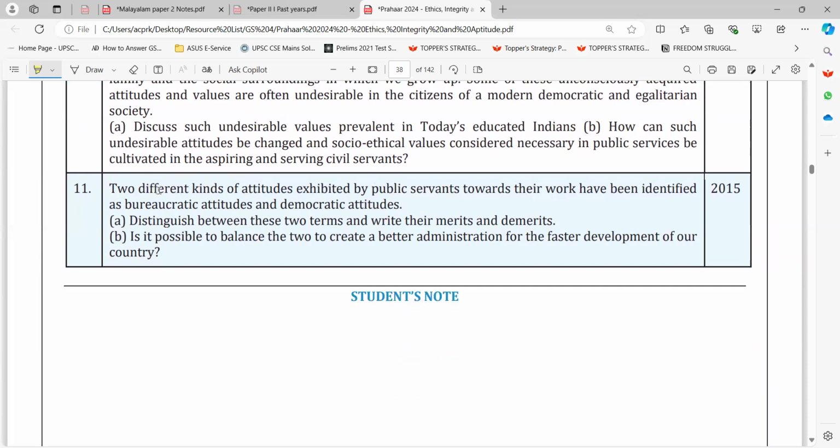11th question is, two different kinds of attitudes exhibited by public servants towards their work have been identified as bureaucratic attitudes and democratic attitudes. A. Distinguish between these two terms and write their merits and demerits. B. Is it possible to balance the two to create a better administration for the faster development of our country?